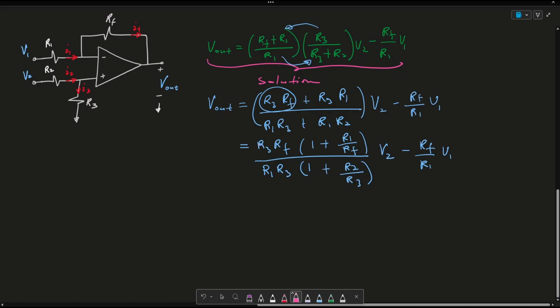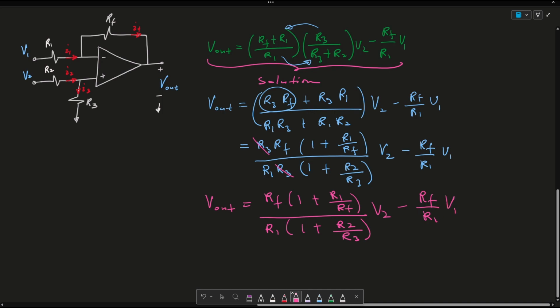And so what we can see is that R3 cancels out here. And essentially the way you might see other textbooks write this equation is Vout is equated to RF over R1 times 1 plus R1 over RF over 1 plus R2 over R3 times V2 minus RF over R1 times V1.